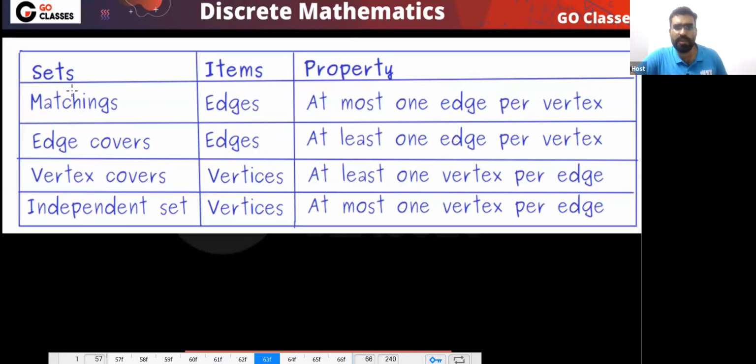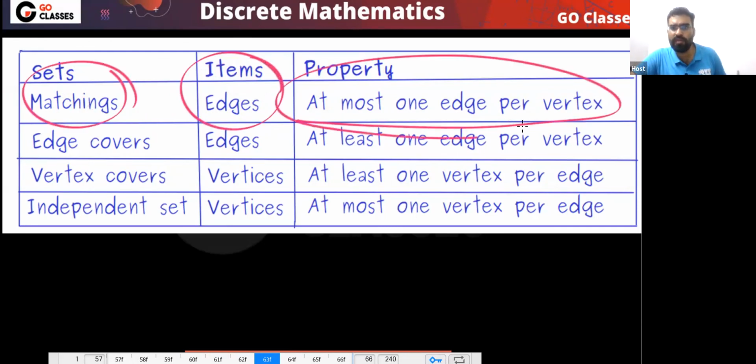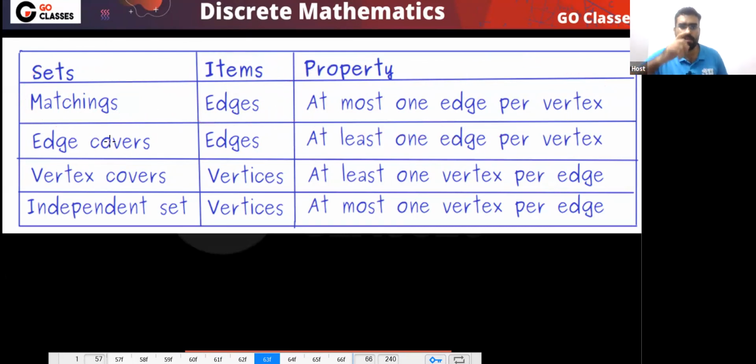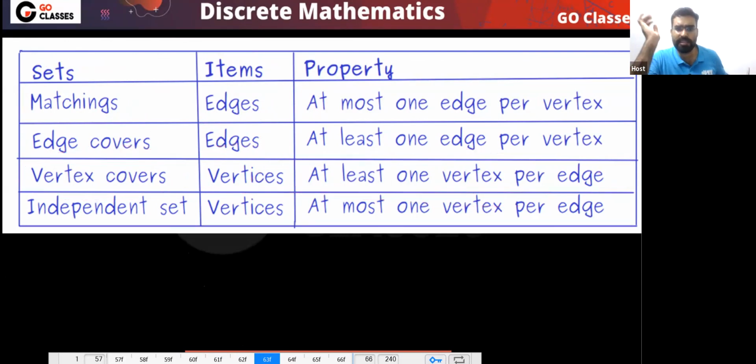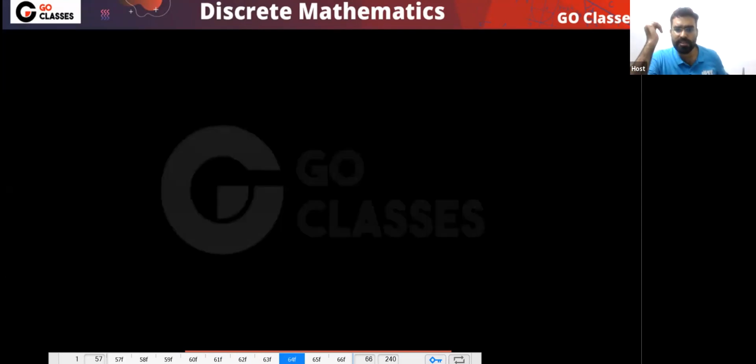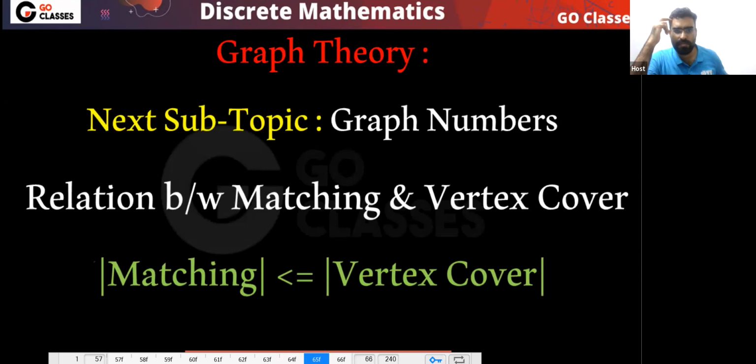So all these concepts we have seen, like matching. You can notice in matching the items are edges. This matching is a set of edges such that there is at most one edge per vertex. Basically, like vertex cover, the item is vertices, at least one vertex per edge. So something like this. Anyway, these are the definitions. You can just check them out.